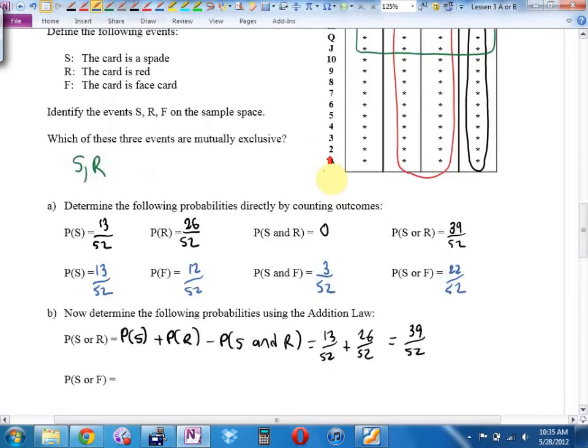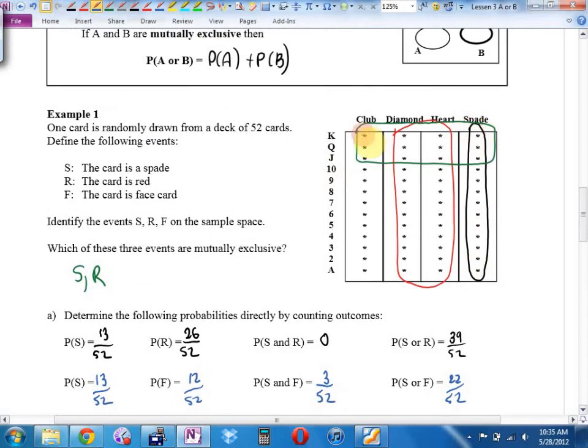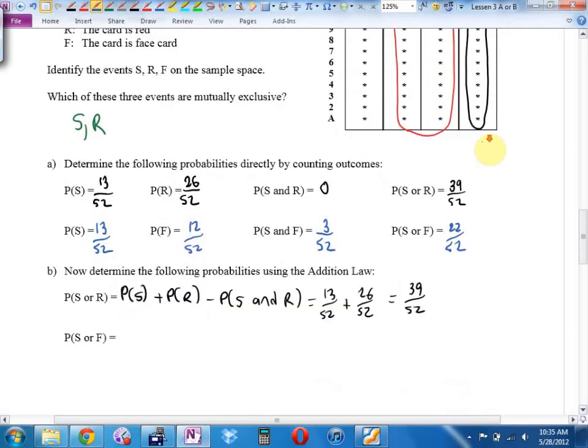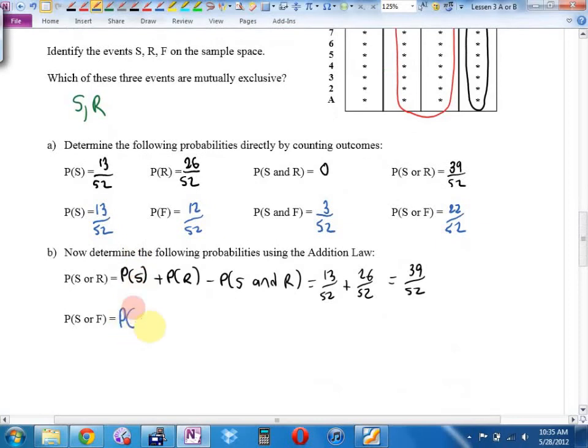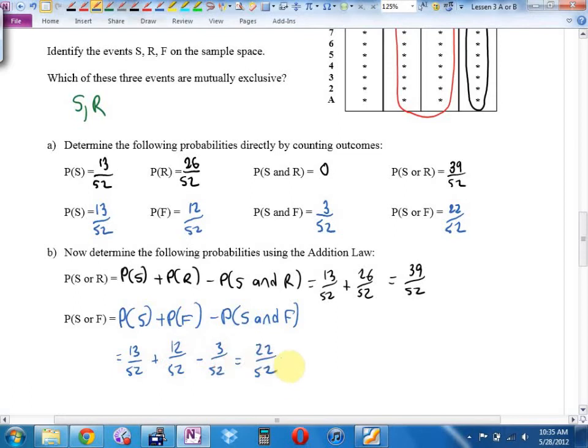Why do we have to take away 3? Because if you just go 12 plus 13, you've counted this guy twice. So you subtract it once. As an equation, it's the probability of S plus the probability of F minus the overlap, which is 13 out of 52 plus 12 out of 52 minus 3 out of 52 is... By the way, Amanda, see why I told you don't bother reducing your fractions? You're going to want a common denominator, trust me. I know this is 1 out of 4, but who cares?